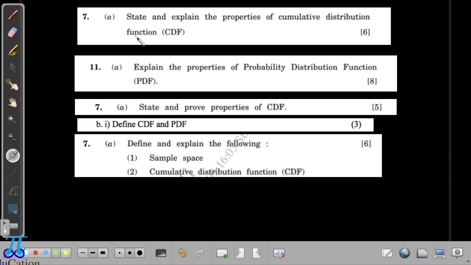So this is the question which has been asked 5 times in the last 8 papers, and this question is about explaining the properties of two functions. One is called cumulative distribution function, another is called probability distribution function, CDF and PDF. You can see that in this question we are basically asked to explain and state the properties of cumulative distribution function and probability distribution function, or probability density function. In fact, it has been written distribution function here, but anyway. So we have got this question 5 times in the last 8 papers, so it's worth preparing for this question.